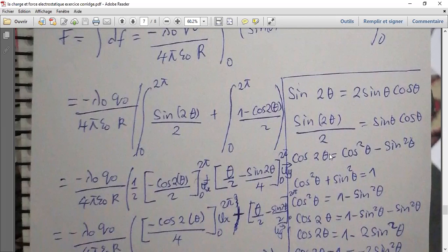So when you come to integration, you know that there's sine 2 theta divided by 2, which is just the same as 1 over 2 times sine 2 theta. You know that 1 over 2 is a constant. That's why you have seen here, I've just put it outside, 1 over 2, when I do the integration of sine theta.